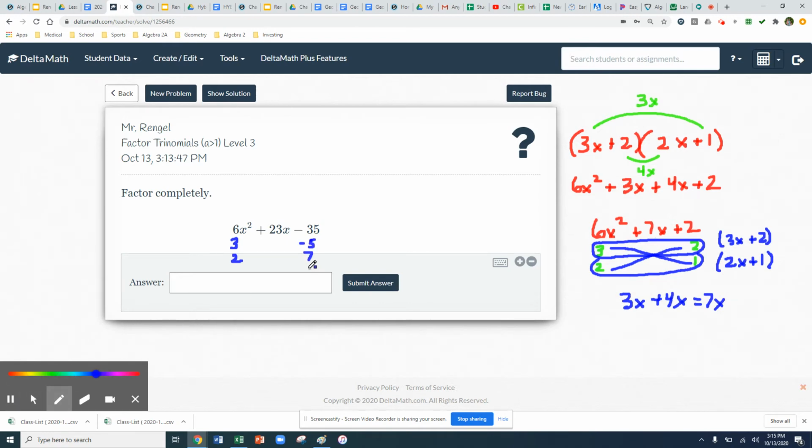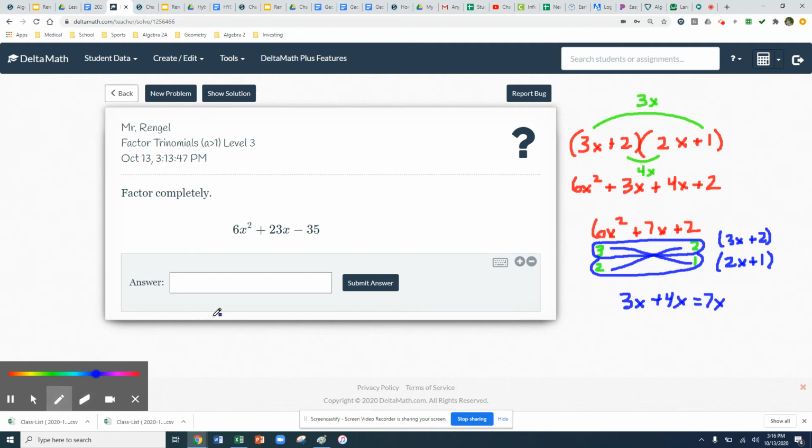Then to get to negative 35, I have to use a negative 5 and a 7 because one has to be negative, one positive. Then I can check my outsides, 21. Check your insides, negative 10. And you ask yourself, does that add up or subtract to that middle term? No, so we did something wrong. So we're going to erase and start again. Since I'm dealing with a negative number, I'm going to be dealing with the difference. I have to have a difference of 23.